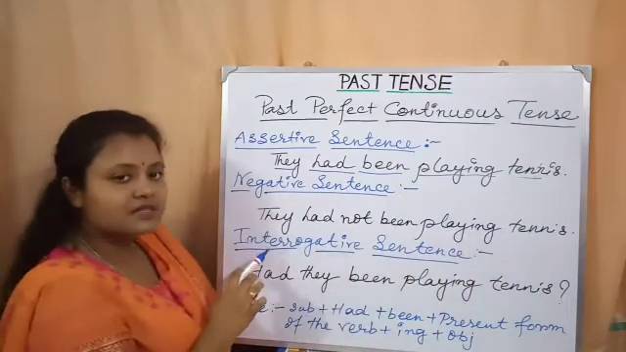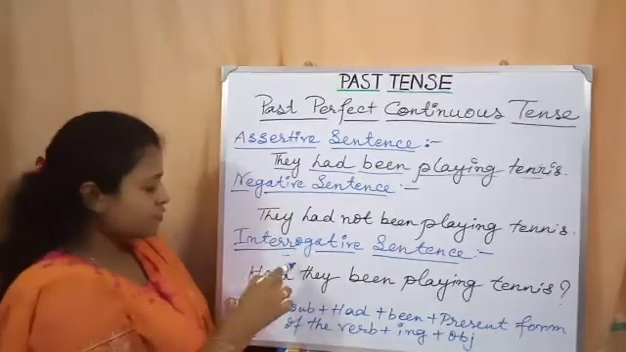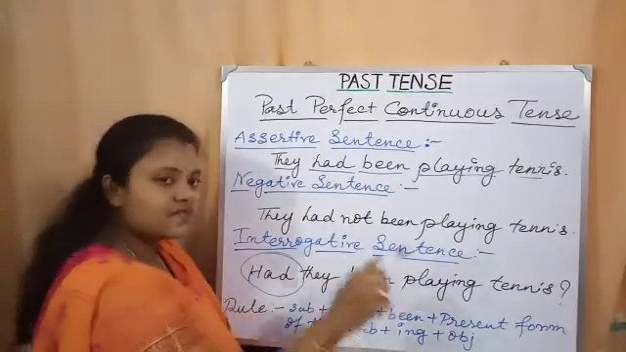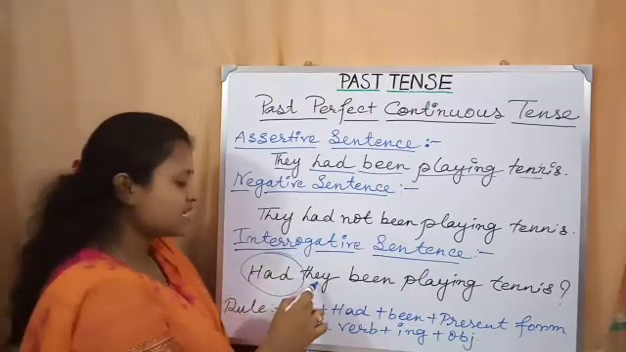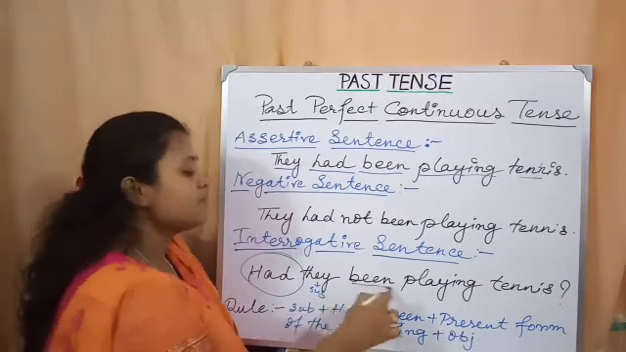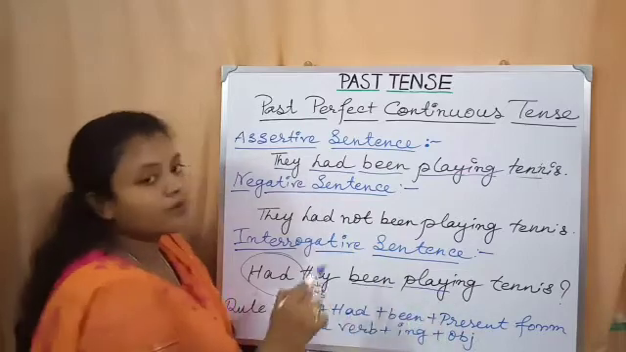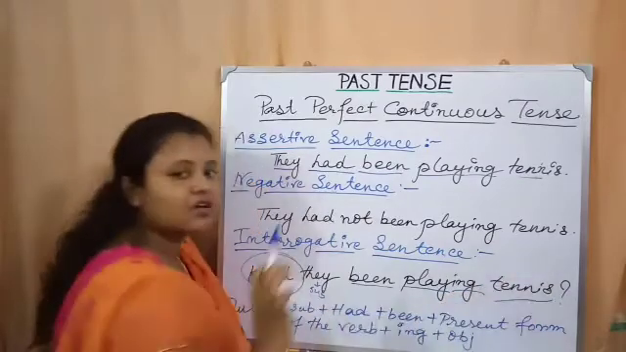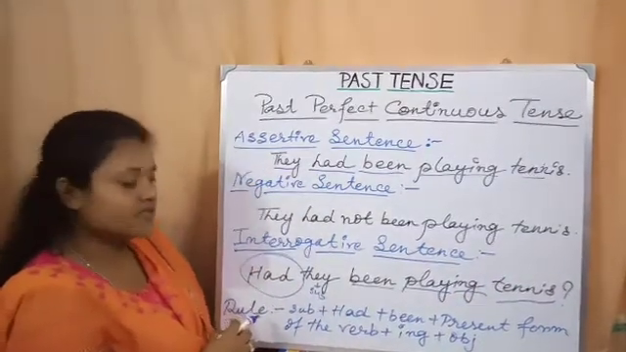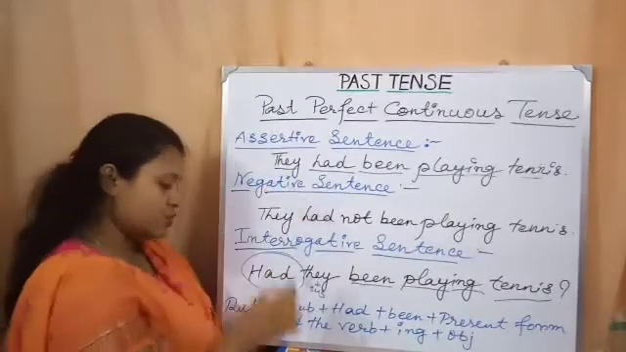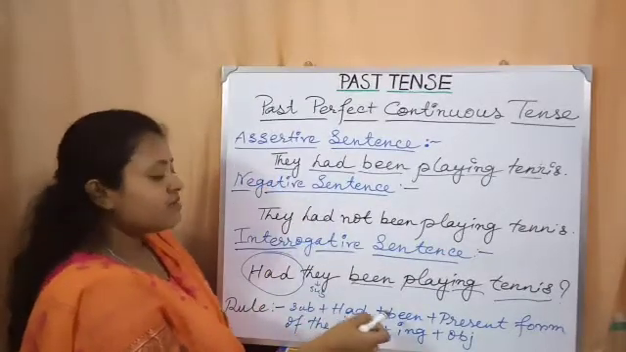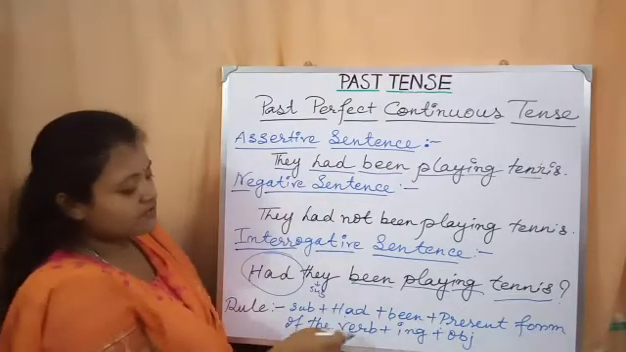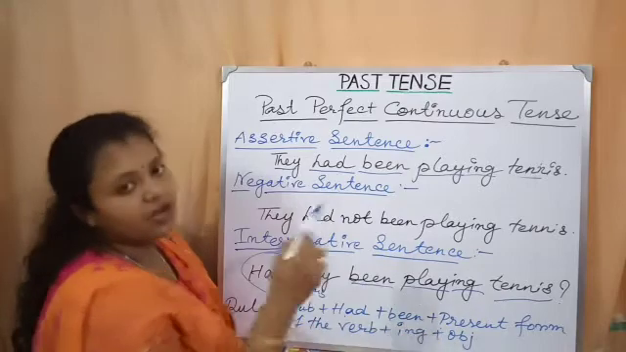How will you write the same sentence in an interrogative sentence? At first you have to start the sentence with had, because it is an interrogative sentence. So had, after that subject, after that been, after that the present form of the main verb, then ing, then object, after that the question mark. Now what is the rule of this sentence? Very simple. At first subject, then had, then been, after that the present form of the main verb, then comes ing, after that the object.